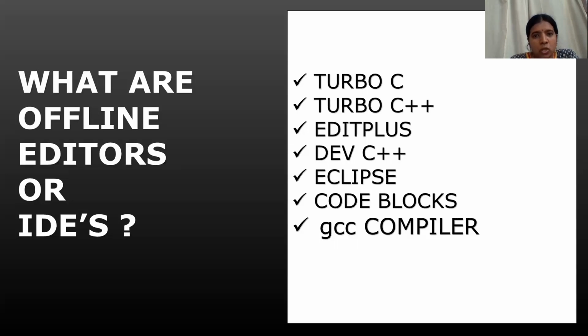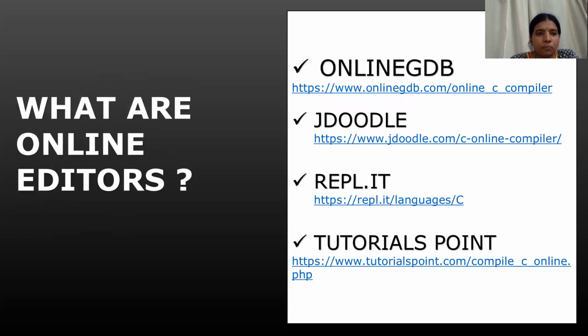They are Turbo C, Turbo C++, Edit Plus, Dev C++, Eclipse, Code Blocks, GCC compiler, etc. GCC compiler is usually used on the Linux platform. The rest can be used on all platforms. Turbo C++ limits itself to Windows. Edit Plus, Dev C++, and other editors can work on both Linux and Windows.